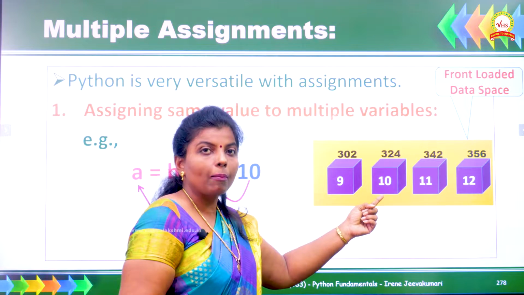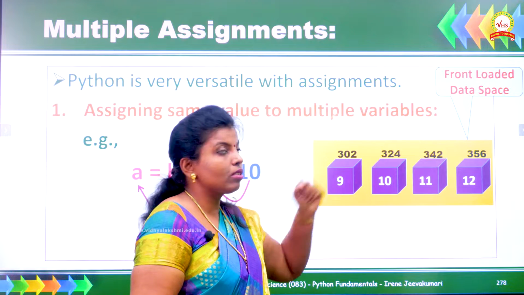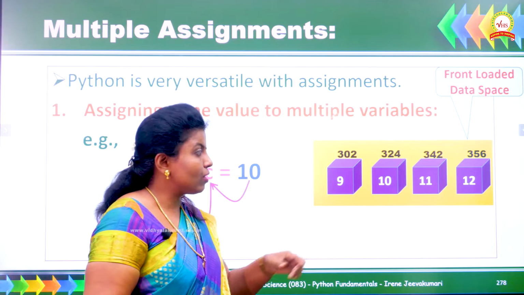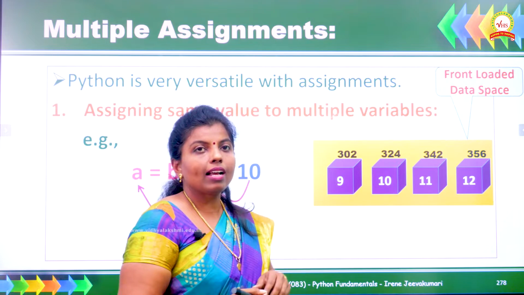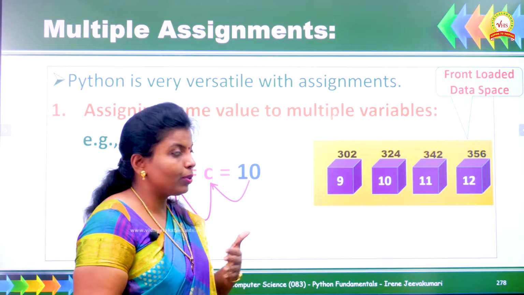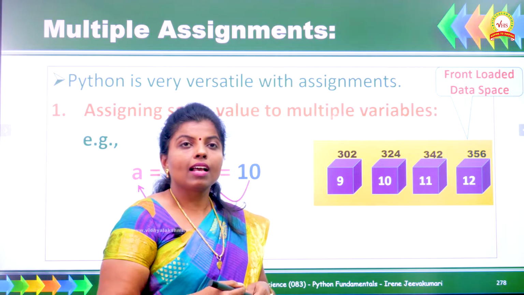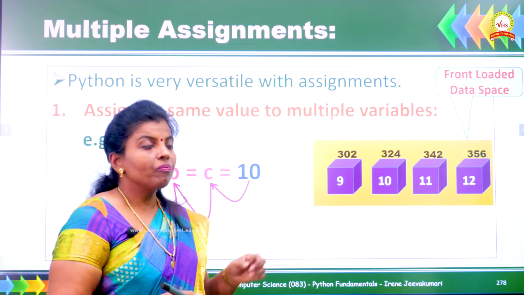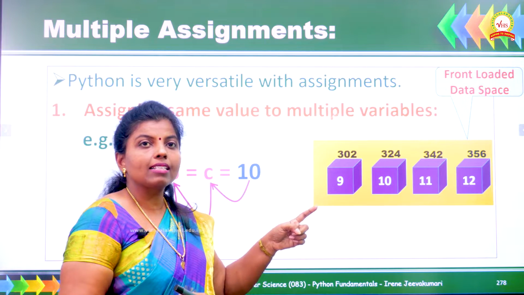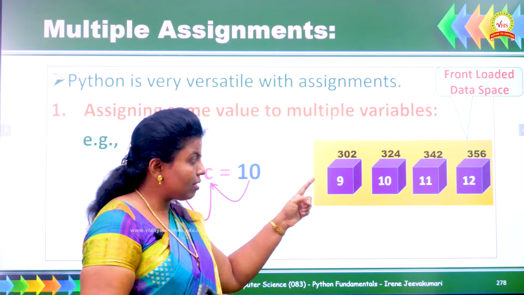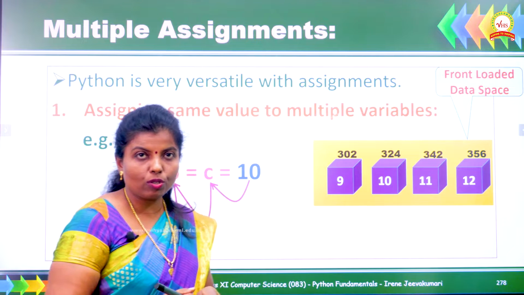So you have number 10. This number 10 also has some other memory address, number 11 has a memory address of 342, and number 12 has a memory address of 356. So each and every value has a specified location as well as a specified memory address.